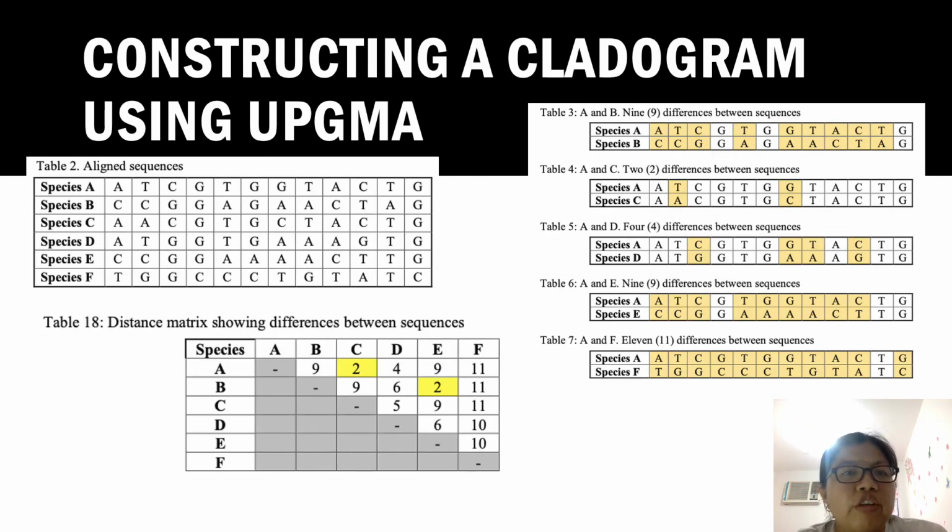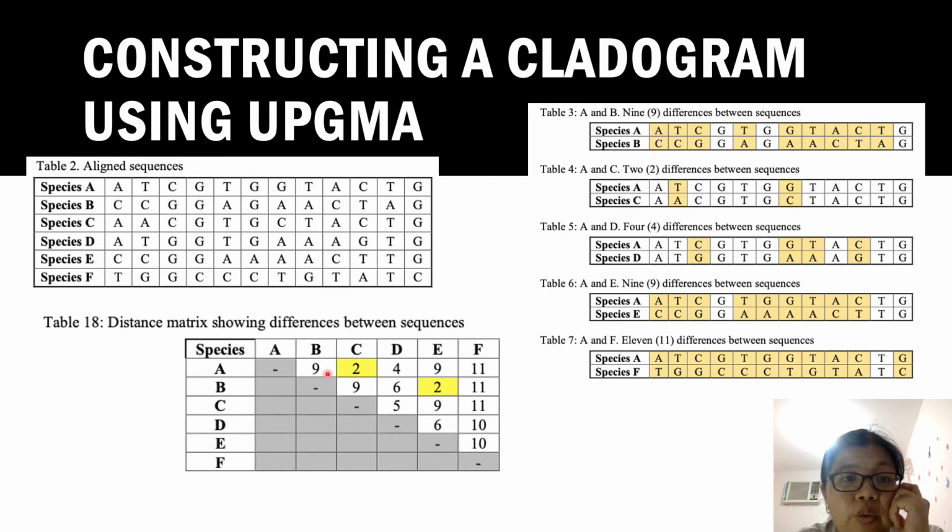So, in constructing a cladogram, run through lang natin nung nasa learning guide niyo. No? So, you have here sequences, so you have to align the sequences so you can compare the different kinds of organism or the sequences of different kind of organisms. So you have to grade them one by one. For example, A to B, A to C, A to D, A to E, and then A to F. And then you have to identify the differences. So for example, here, the differences between A to B is 9 differences.